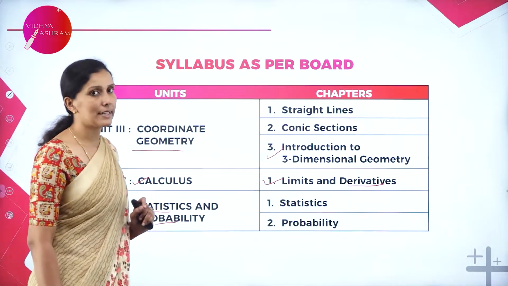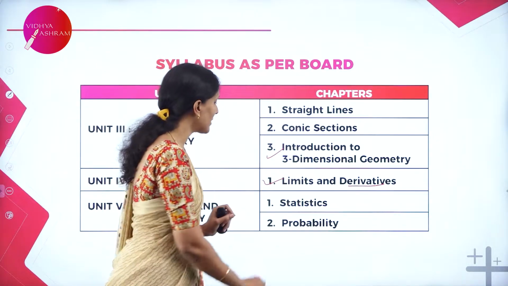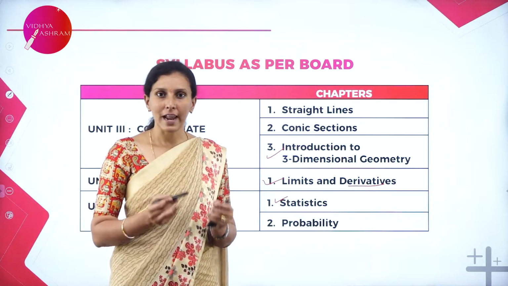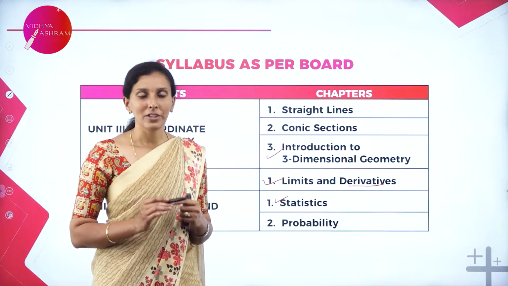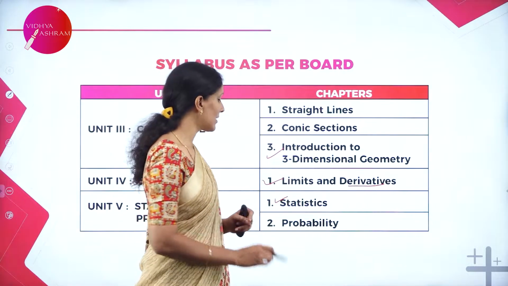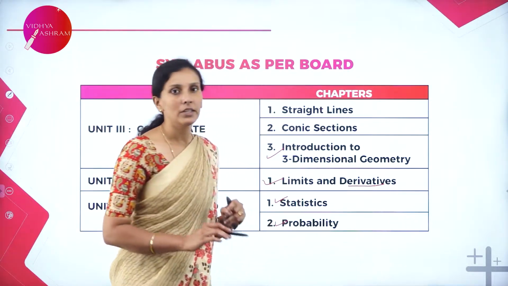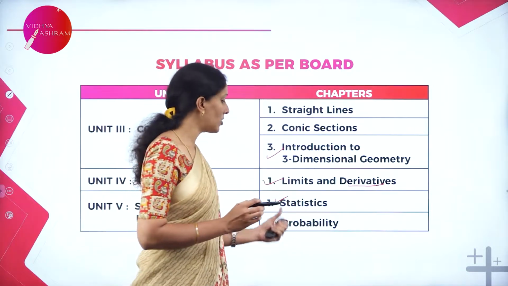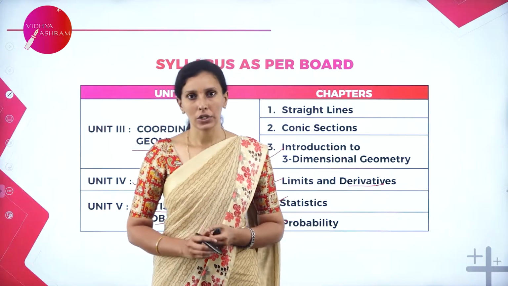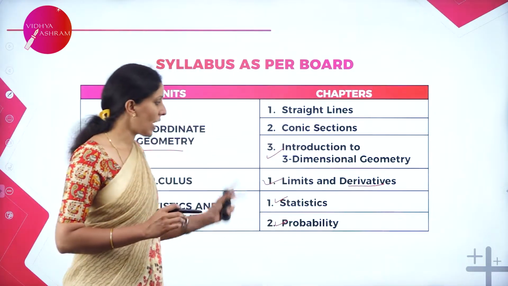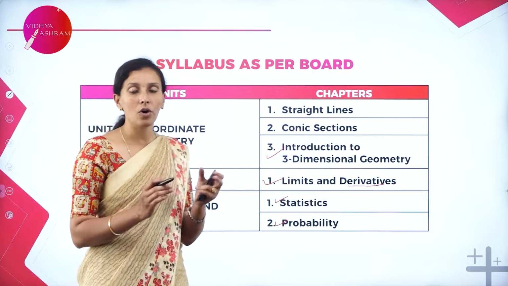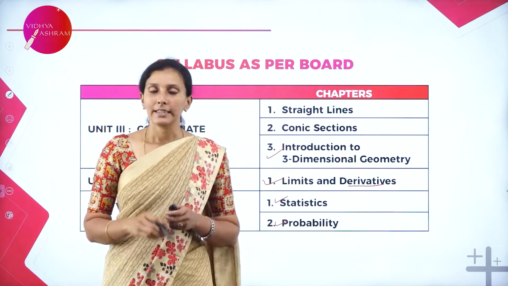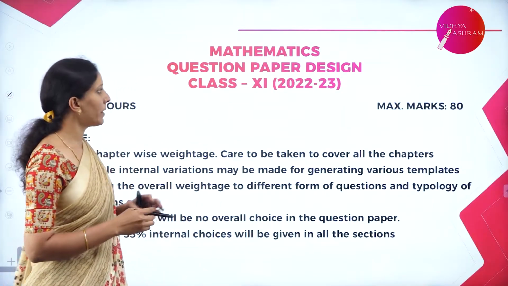So under statistics and probability, you are learning statistics as one chapter where you will study the mean deviation, standard deviation, that is the measures of dispersion in statistics, and probability. So the basic probability, that is the axiomatic approach of probability, you are going to study in this unit. So these are the chapters under the units you are going to study in the subject mathematics for class 11. The next is coming to your question paper design.